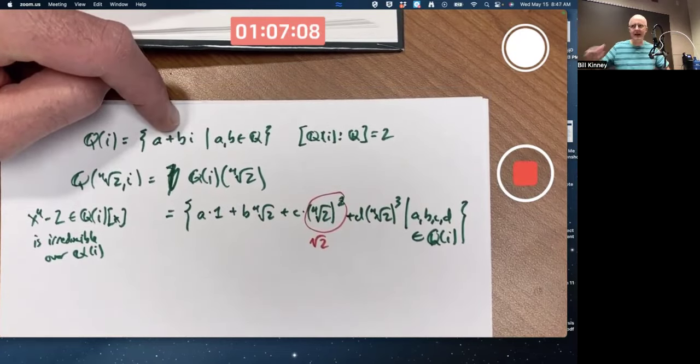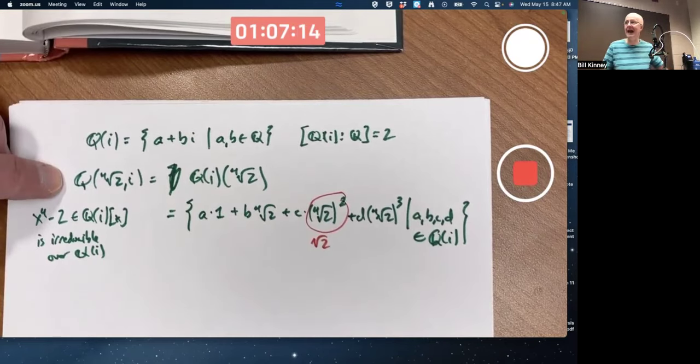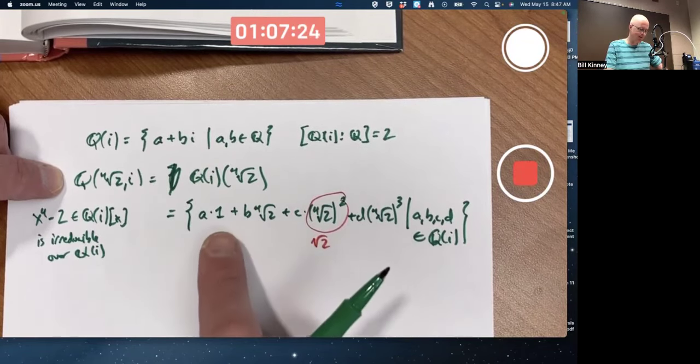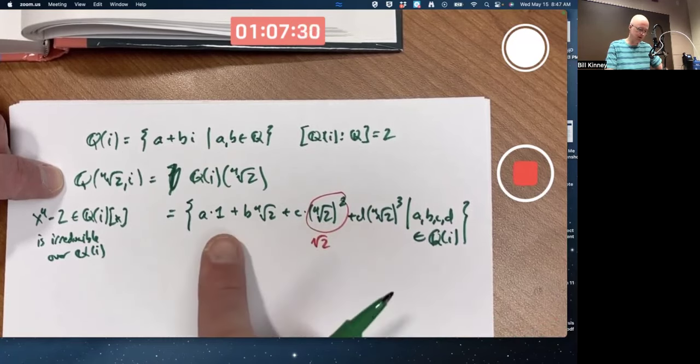And that would ultimately mean, though I'm not going to write it all out, that this field is a degree 8 extension of Q, with the basis having 8 elements, 4 of which are these numbers, and the other 4 of which are when you multiply those numbers by i.